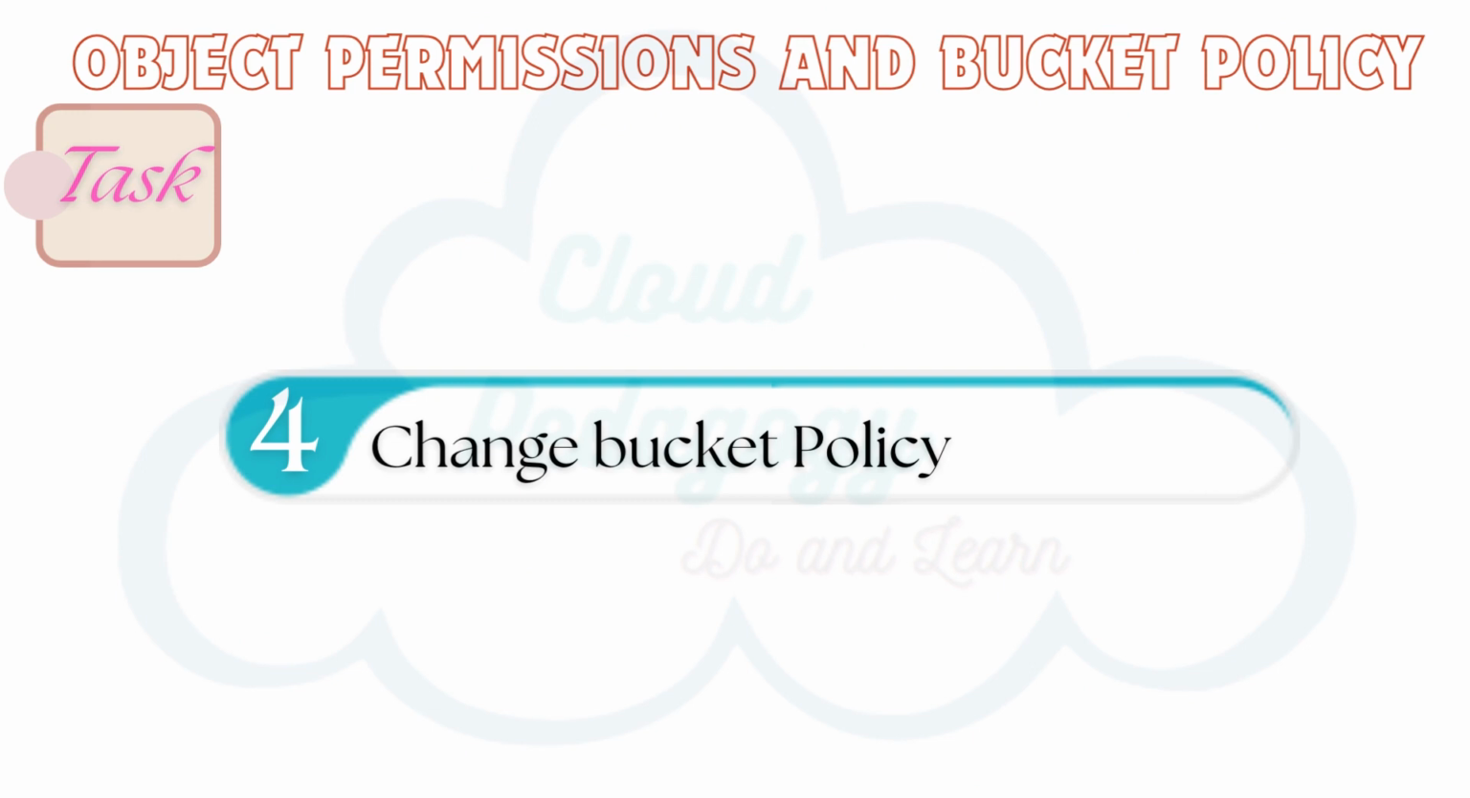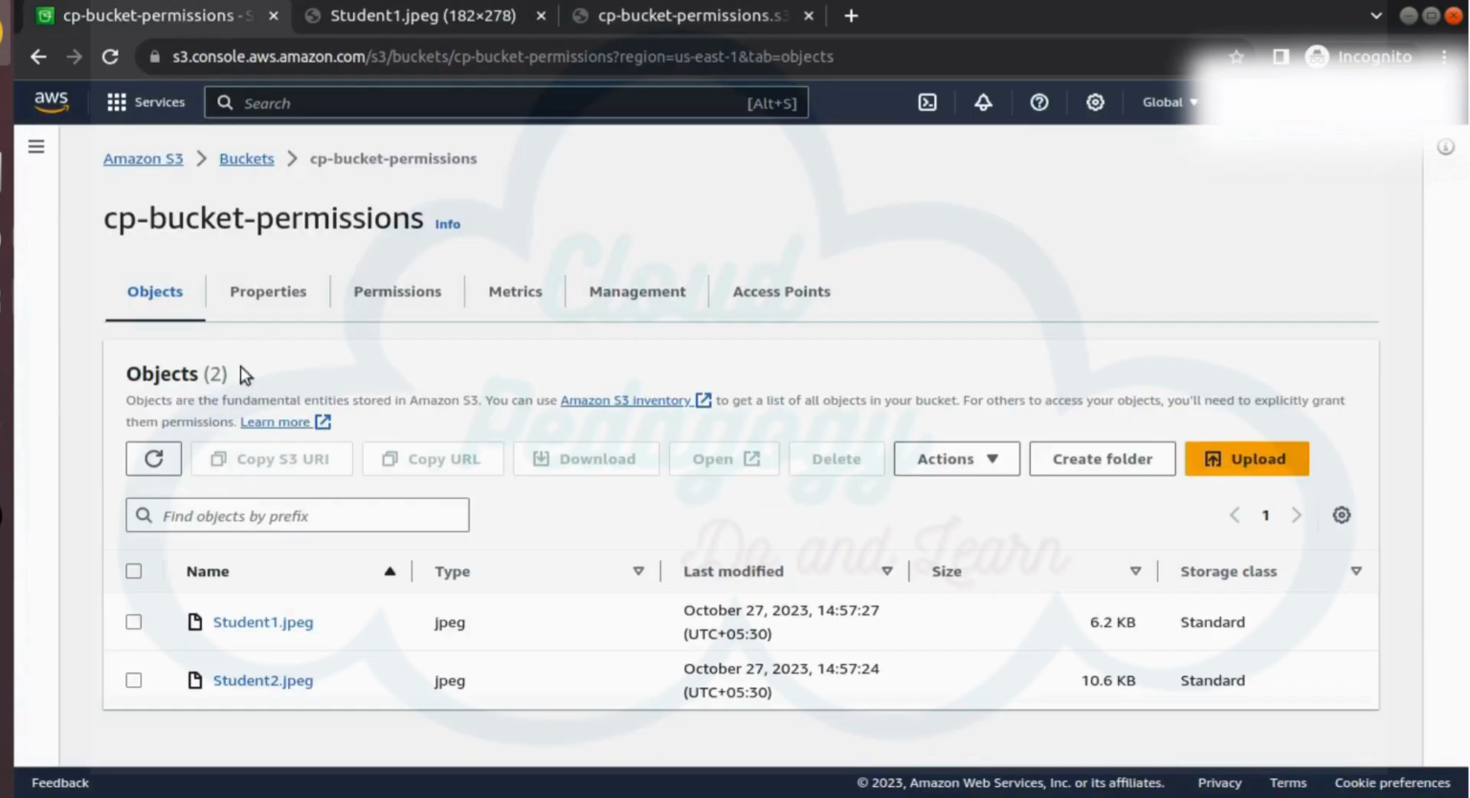In this task, you will set up the bucket policy and test the object accessibility. In the previous task, you granted read access only to a specific object, which is the student1.jpg file. If you wish to make all objects inside a bucket available publicly, you can achieve this by creating a bucket policy. To do so, click on the Permissions tab in the bucket.